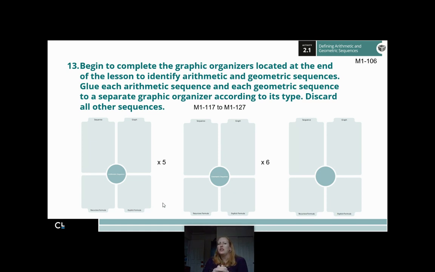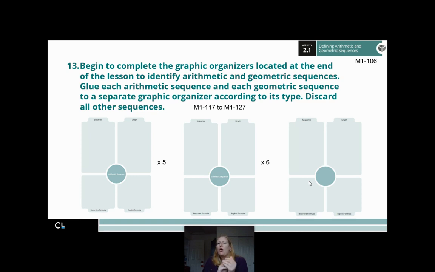So if you flip over a little bit there in your workbook, you will find pages 117 to 127. And you'll see 5 of these that say arithmetic. I bet you know where those are going to go. And 6 of these that say geometric. And there's one extra bonus one on the end. Don't worry about the blank extra special bonus one. We'll deal with that another time.